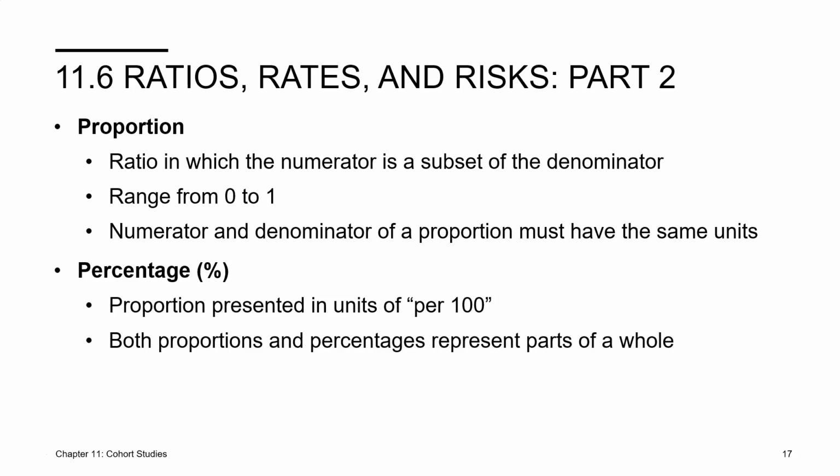Now, one thing to keep in mind here is it needs to have the same unit. So if you're looking at people, then it would be the people on the top and then the people on the bottom. A percentage really is that number multiplied by 100, and so it's the proportion presented as a unit of per 100. And both of these equal part of a whole. So if you have a ratio of 0.60, your percentage is going to be 60%.